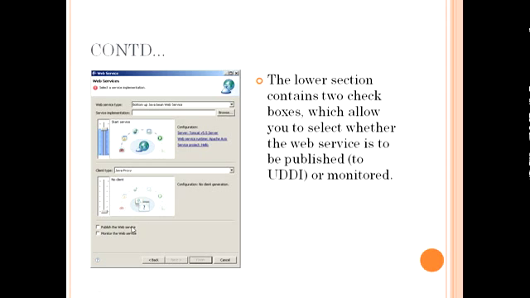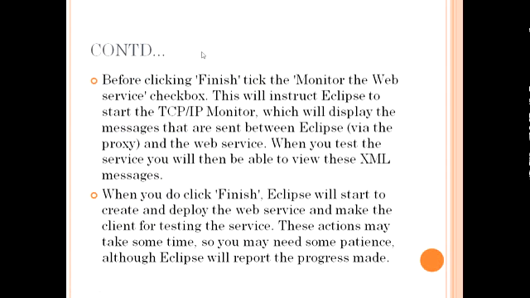Then the lower section contains two check boxes, that is publish the web service and monitor the web service, which allow you to select whether the web service is to be published to UDDI or to be monitored. Publish the web service means publishing it to the UDDI, or monitoring the web service. Then before clicking Finish, tick the monitor the web service. This will instruct Eclipse to start the TCP/IP monitor, which displays the messages that are sent between Eclipse and the web service.